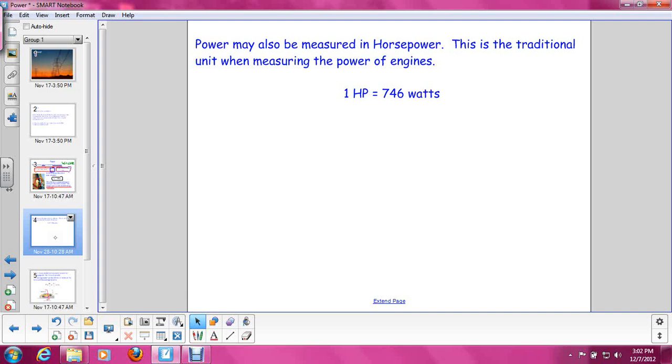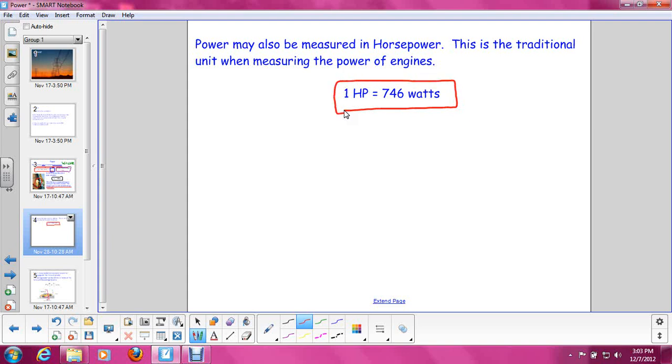So power is measured in watts, but it can also be measured in horsepower. And this is traditional when measuring the power of engines. So when you're shopping for a new car or a snowmobile or whatever, and it says the engine has so many horsepower, that means it has that many units of power. It can do a certain amount of work in a certain amount of seconds. And the higher the horsepower, the faster it's going to be able to do the work. So 1 horsepower is equal to 746 watts. So a watt is much smaller than a horsepower.